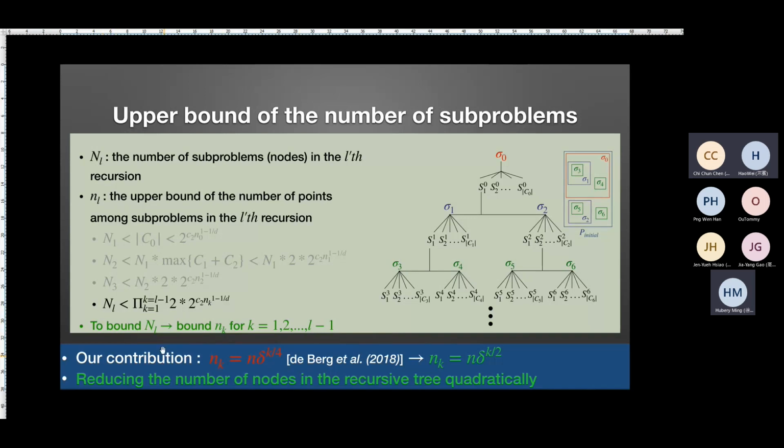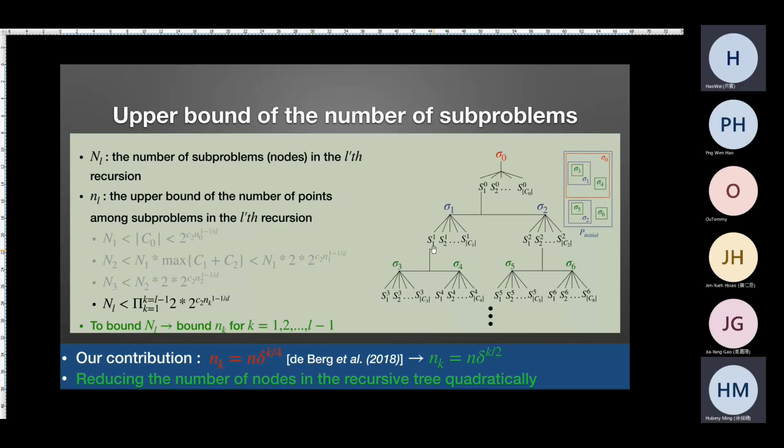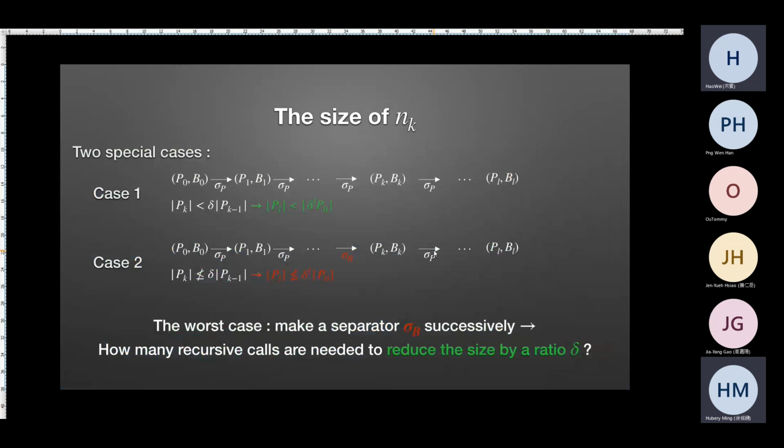And our contribution is to derive that we could use our adaptive criterion to reduce N_K quadratically. Therefore, we could reduce the number of nodes in the recursive tree quadratically. That is to say, we could improve the time complexity. So I would like to discuss two cases to describe the size of N and N_K.